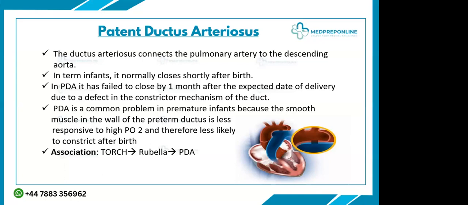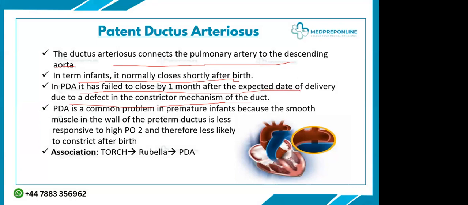So what is going to happen when it does not close? It will be called a patent ductus arteriosus. The ductus arteriosus is the connection between the pulmonary artery and the aorta; it connects the pulmonary artery to the descending aorta. In term infants, it normally closes shortly after birth, as these trigger factors cause the ductus arteriosus to close. But what will happen if it doesn't close? In PDA, it has failed to close by 1 month after the expected date of delivery due to a defect in the constrictor mechanism of the duct.